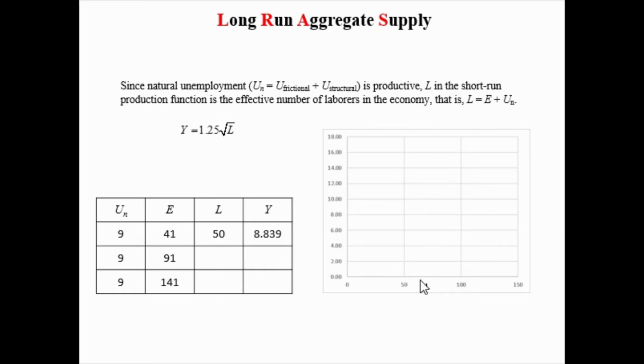Now we're going to plot this point in this graph. Okay, so the first point is right here. 50 million people are either employed or they're naturally unemployed. They're frictionally unemployed or they're structurally unemployed. And that height is at 8.839. Okay, the next dot is an employment level of 91 million. 91 million plus 9 is 100. We plug the 100 into the square root up here, and we get 10. And 10 times 1.25 is 12.5.